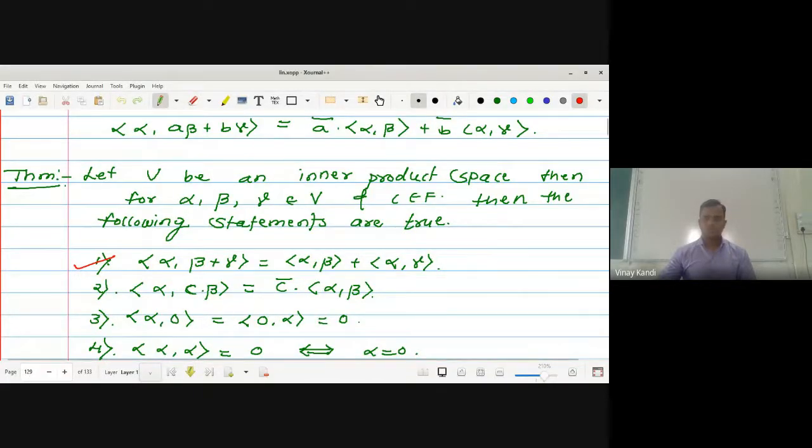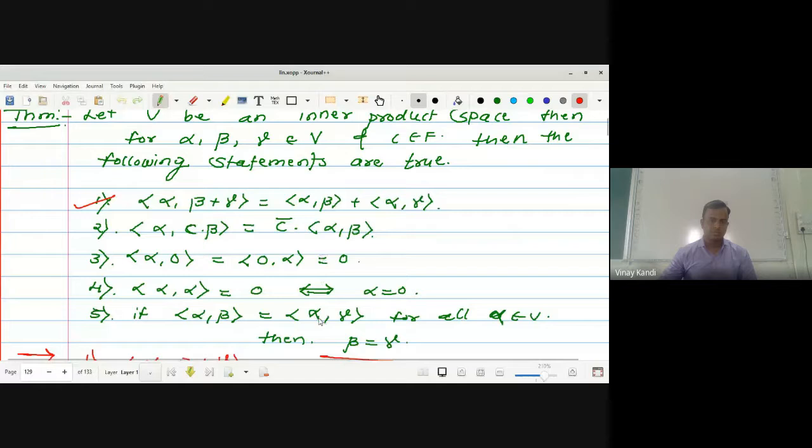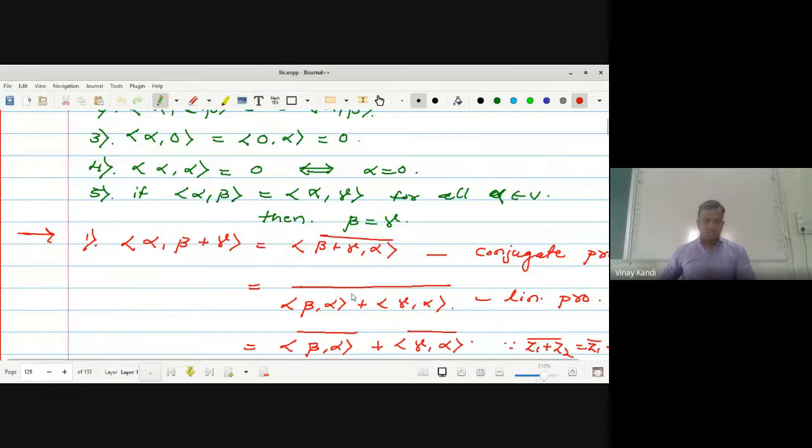Good morning to all. In the last lecture we saw the definition of an inner product space and the four properties of an inner product. We also saw some theorems: let V be an inner product space, alpha, beta, gamma belong to V and c belongs to F, then the following five statements are true. Today we will see some more theorems.